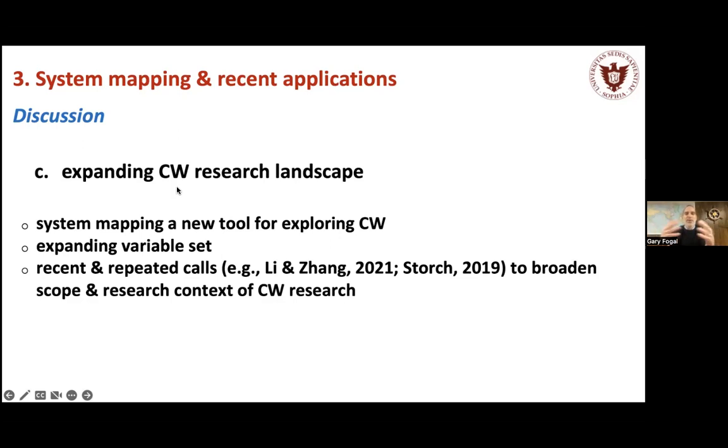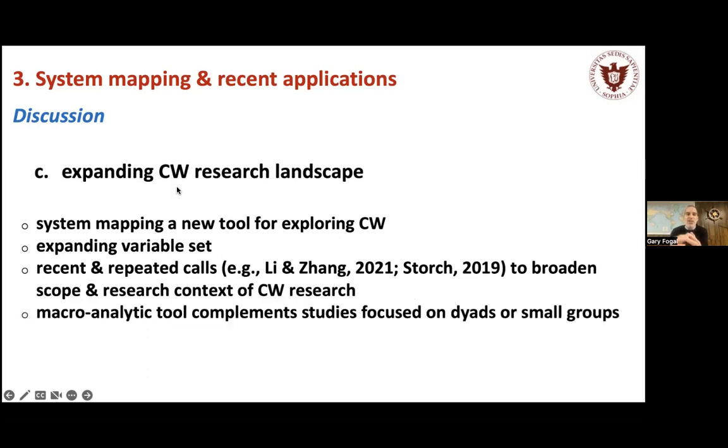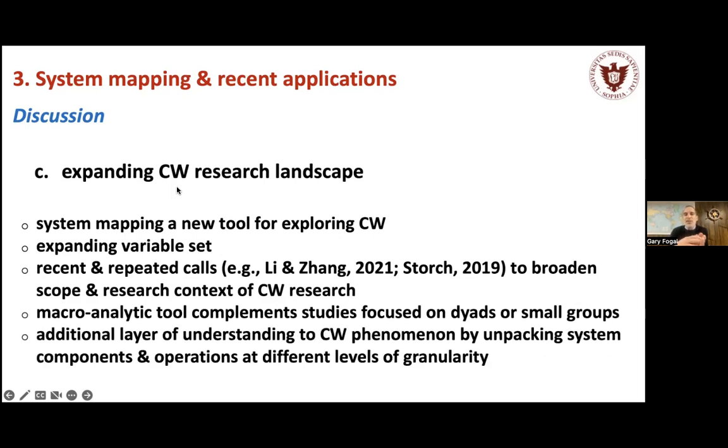As a relatively new research method, system mapping appears ready to assist collaborative writing researchers to understand the wide landscape collaborative writing activities occur in, and then can function as a macroanalytic tool that complements studies focused on dyads or small groups. System mapping thus provides an additional layer of understanding to collaborative writing phenomena by unpacking components and operations at different levels of granularity, again addressing the notion of complementarity.